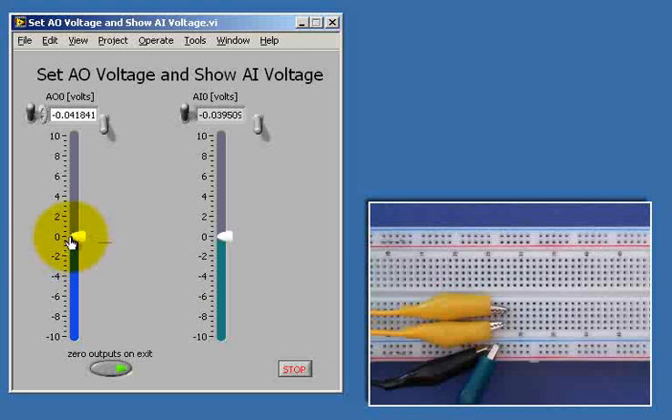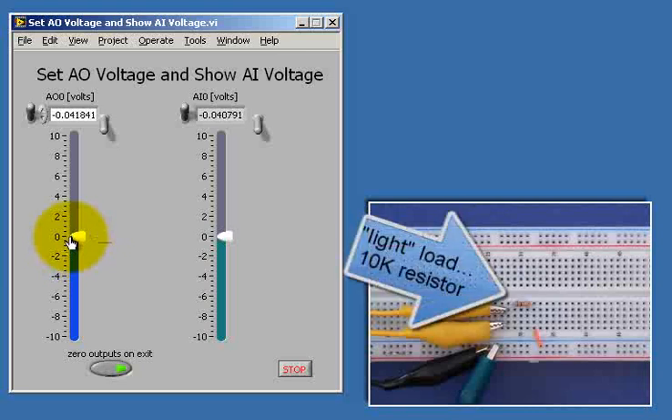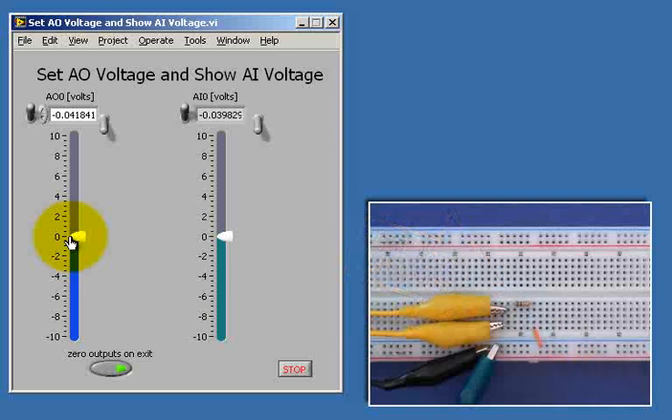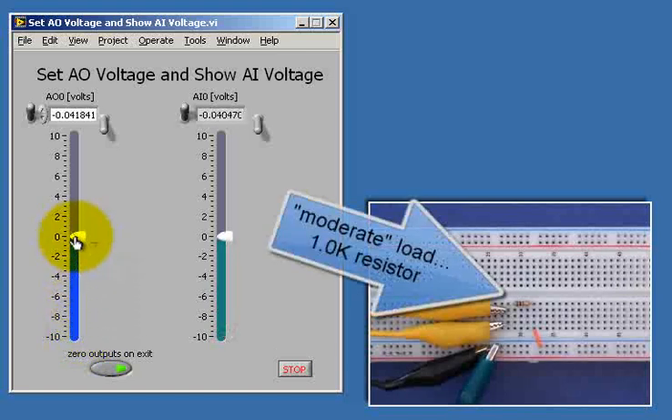So you'll notice we can sweep through the full range of -10 to +10 volts and everything looks fine. I'll begin by introducing a light load of 10 kilo ohms. And again, you notice that the green slider on the right basically tracks what we are trying to accomplish.